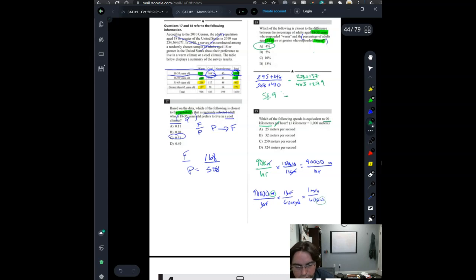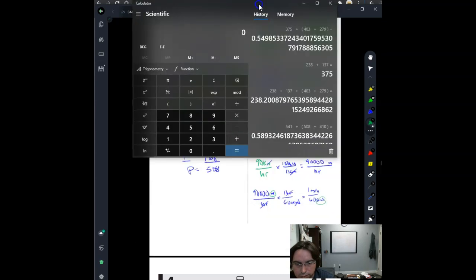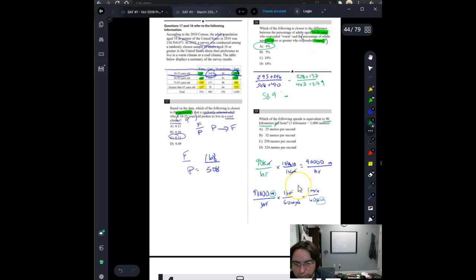So let's do that. Get our calculator out here. We're going to have 90,000 divided by 60 times 60. And what you'll see is we're at 25 meters per second, or A. There's the answer choice there.